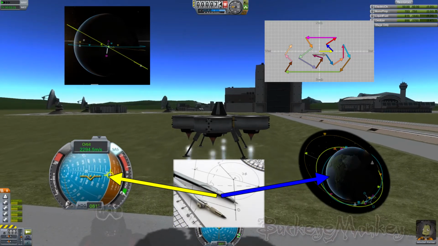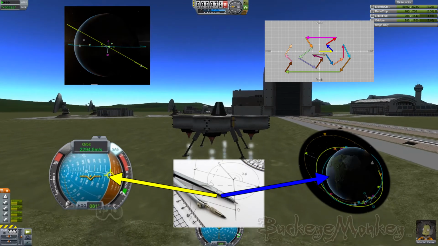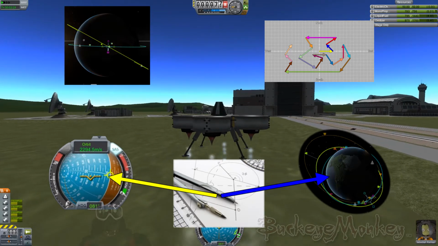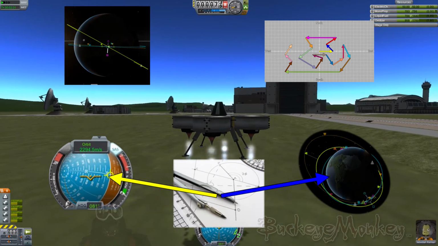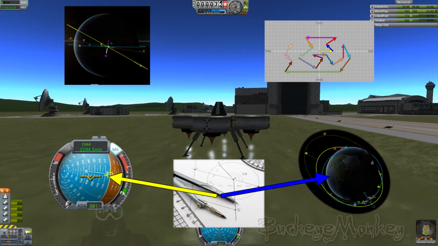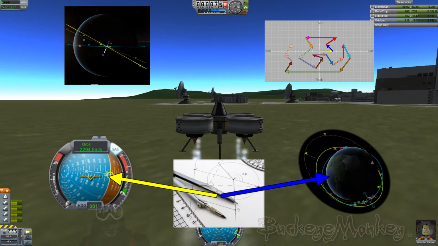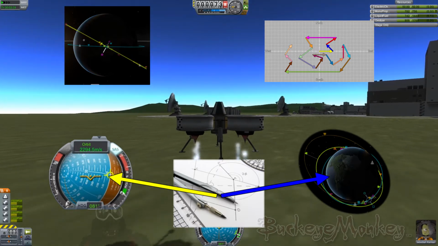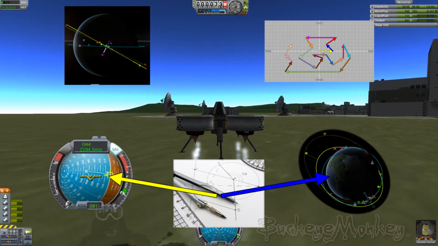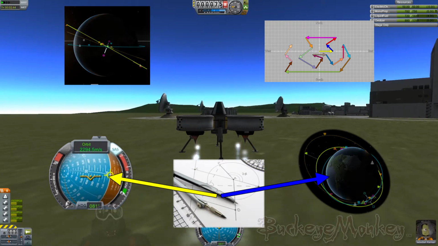Now, one of the most important fundamental concepts in Kerbal Space Program is the concept of velocity. Some people may think that velocity is just another word for speed, but it's actually a lot more than that. Velocity does include speed, but it also includes direction. So if I tell you that I'm moving at 10 meters per second, I've just told you my speed. But if I tell you that I'm moving at 10 meters per second to the north, I've just told you my velocity.